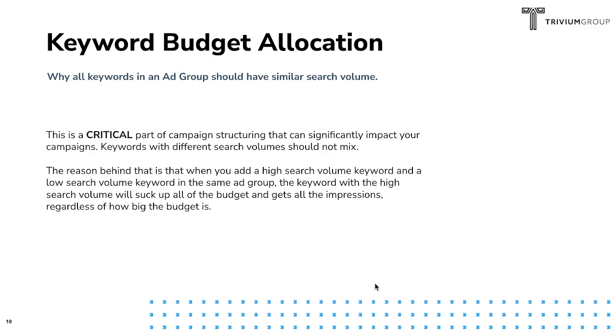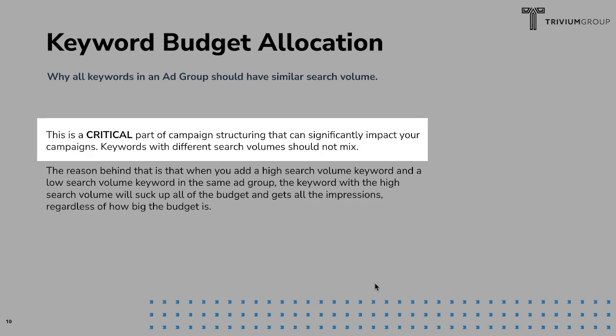So what's the keyword budget allocation? With all the keywords in an ad group, they should have similar search volumes. That is the only way that you're going to know that the bulk of the keywords in that particular ad group are going to have a chance at getting some impressions. So this is a really critical part of campaign structures that can affect the campaigns. Keywords with different search volumes should not mix.